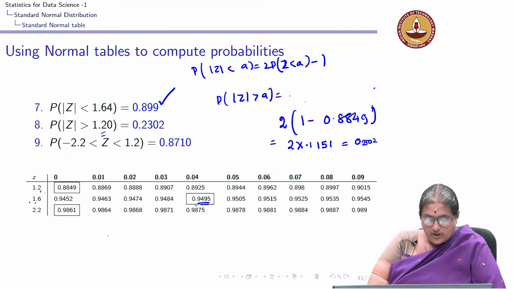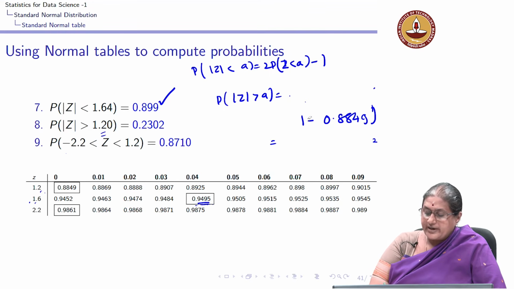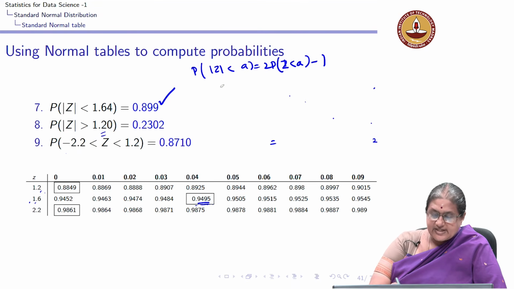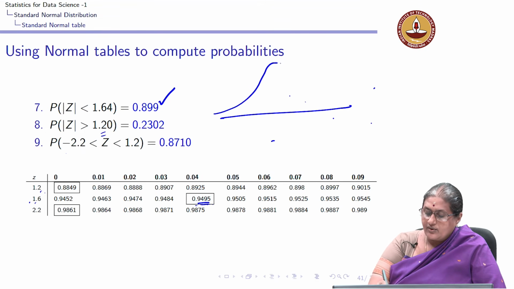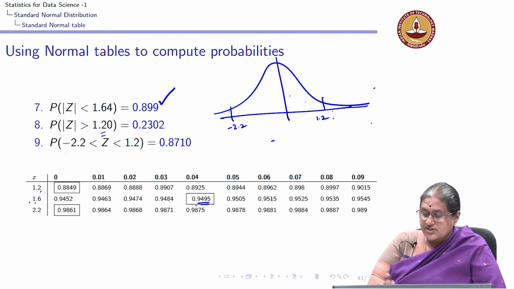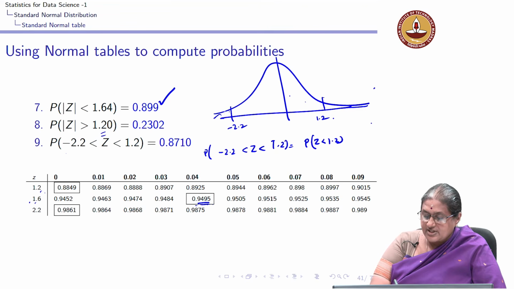Now, the last one, probability of minus 2.2 is less than z is less than 1.2. Again, how do I use the standard normal table? I need to find minus 2.2 and 1.2. Again, you see that this is not symmetric, but I know that this probability, minus 2.2 is less than z is less than 1.2, is the same as probability z is less than 1.2.